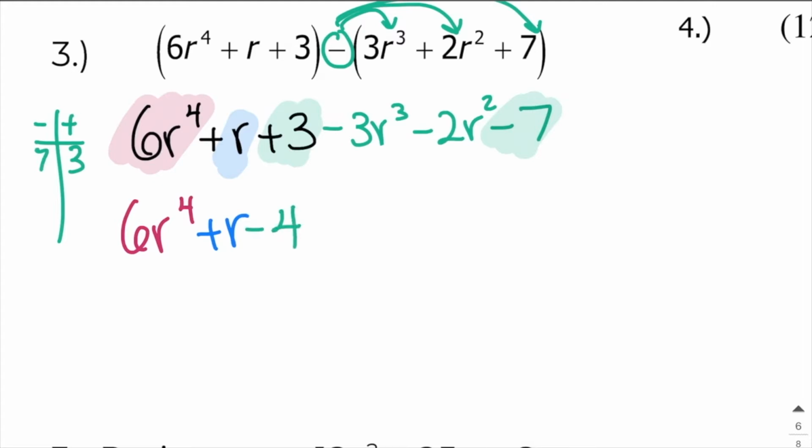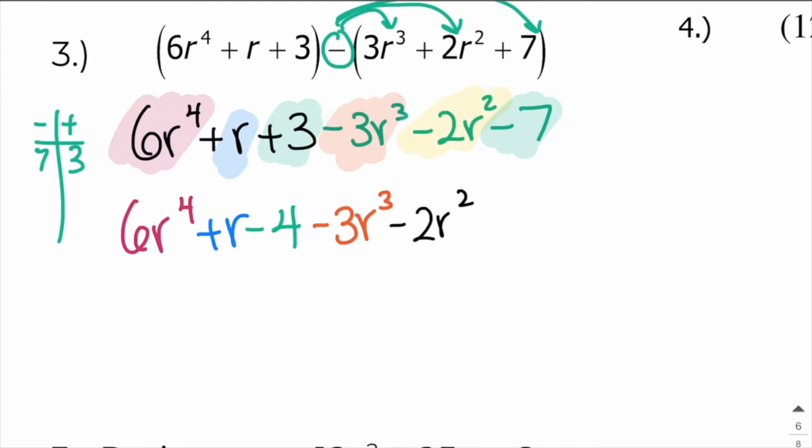Then we also have negative 3r to the power of 3. So I'm just going to copy that down because there's nothing else like it. And same thing with this right here, this negative 2r squared, nothing is like it, so I'm just going to copy that one down as well.